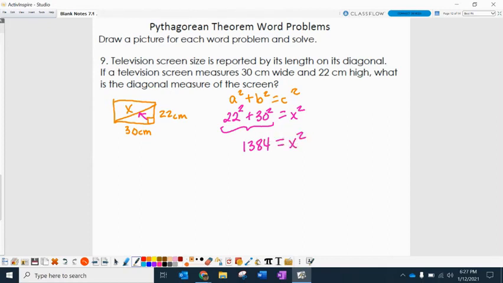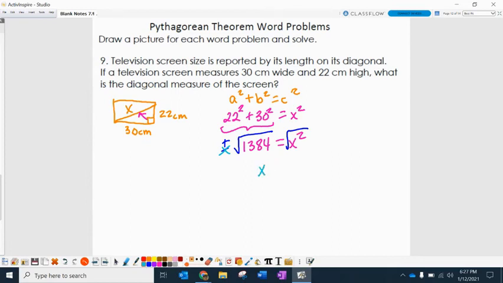That equals x squared. We don't want x squared, we want x. We know we undo a square with a square root, and that picks up the plus or minus option. We don't want a negative length on our TV. Lengths of sides need to be positive, so we'll throw out the negative. The square root of 1384.